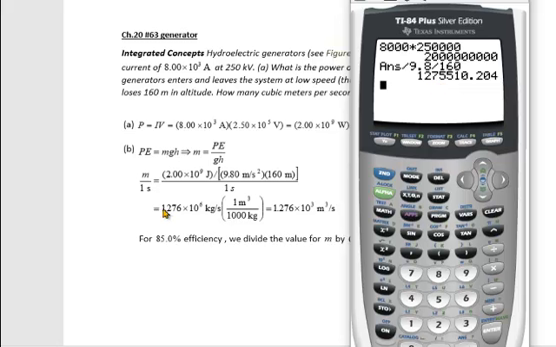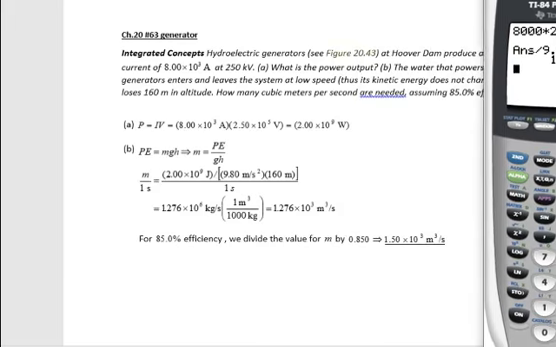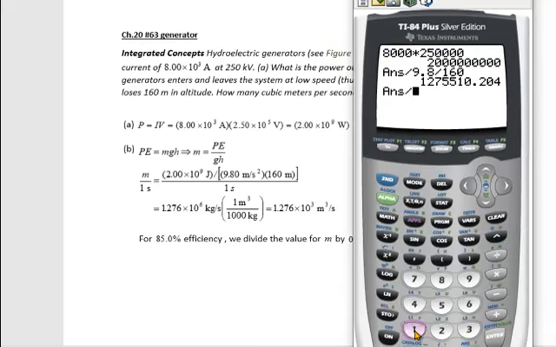So that's the mass that flows through. And then it actually asks for how much volume of water. Well, there's exactly 1,000 kilograms in 1 cubic meter of water, because the density is 1,000 kilograms per cubic meter. So divide this one here by 1,000. There we go. And that's the 1,276 cubic meters that is going through every second.